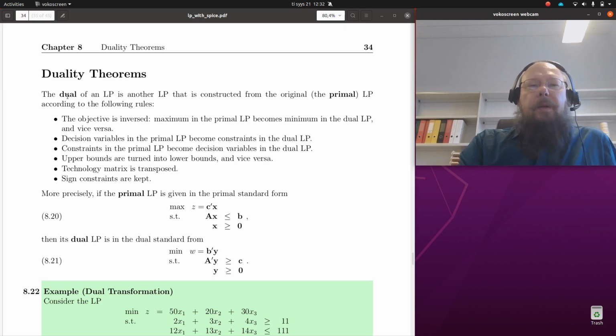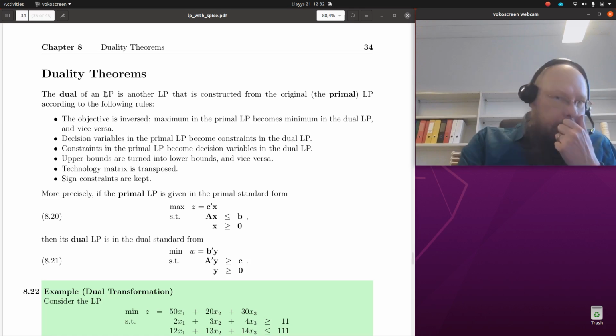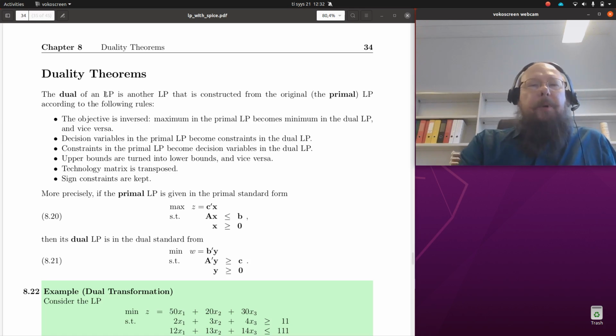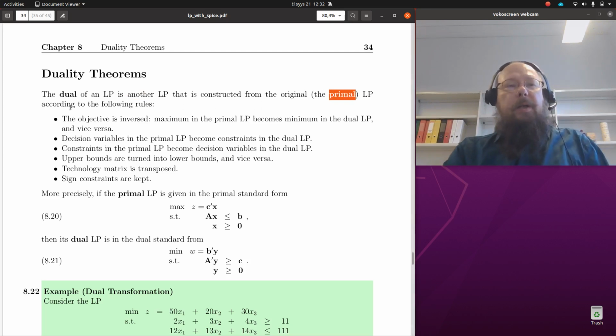So what is a dual? A dual of an LP, so a linear program, a linear optimization problem, is actually another LP that's constructed from the original LP, and the original LP is in this business typically called the primal LP. And how is it constructed? According to the following rules or ideas.